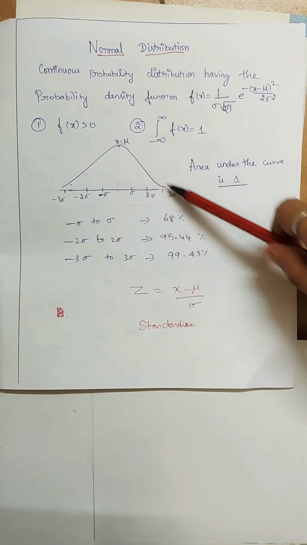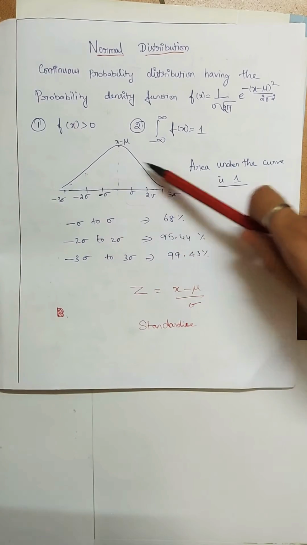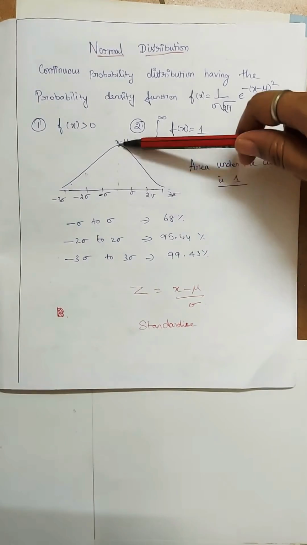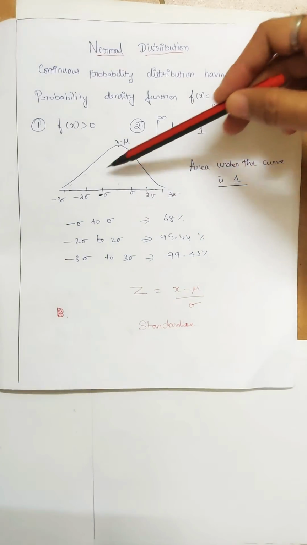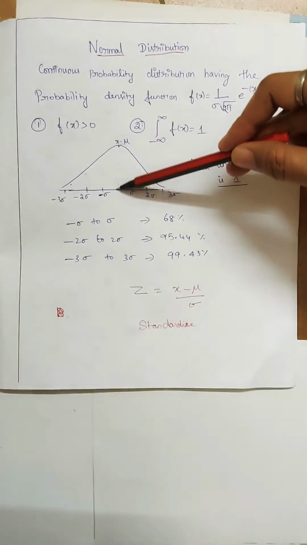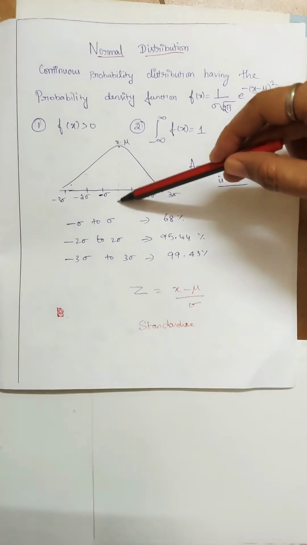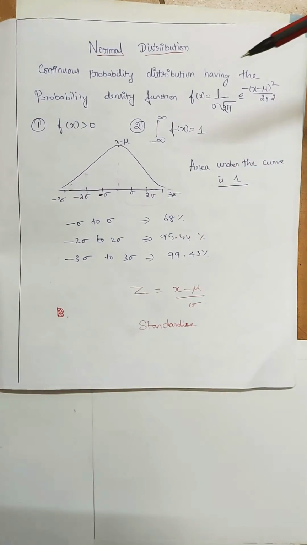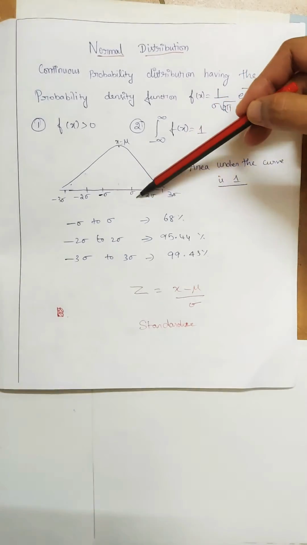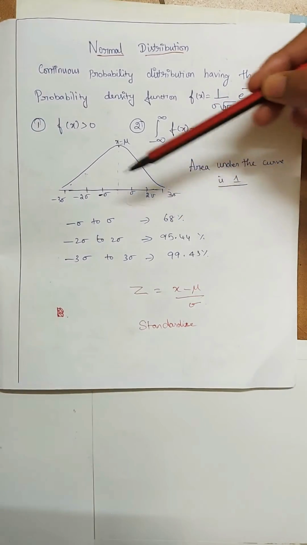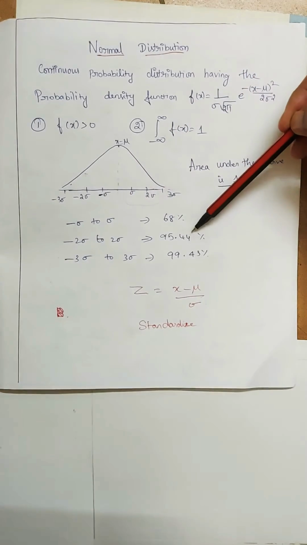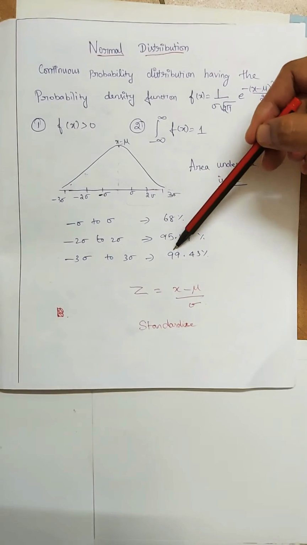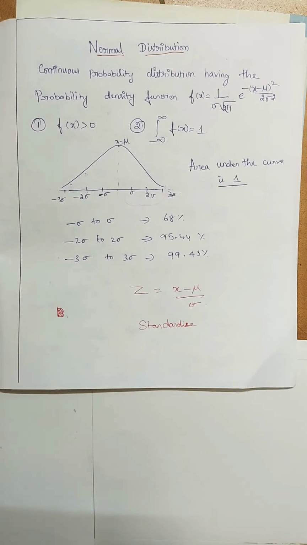And if you see this, this is nothing but the area under the curve. The total area under the curve is 1. And this is a bell shaped curve, and x is equal to mu is the middle point of the curve. So if the total area is 1, and x is equal to mu is the middle point, automatically each side is 0.5. And the area covered from minus sigma to sigma is 68%, minus 2 sigma to 2 sigma 95.44% area covered, minus 3 sigma to 3 sigma 99.73% area covered.